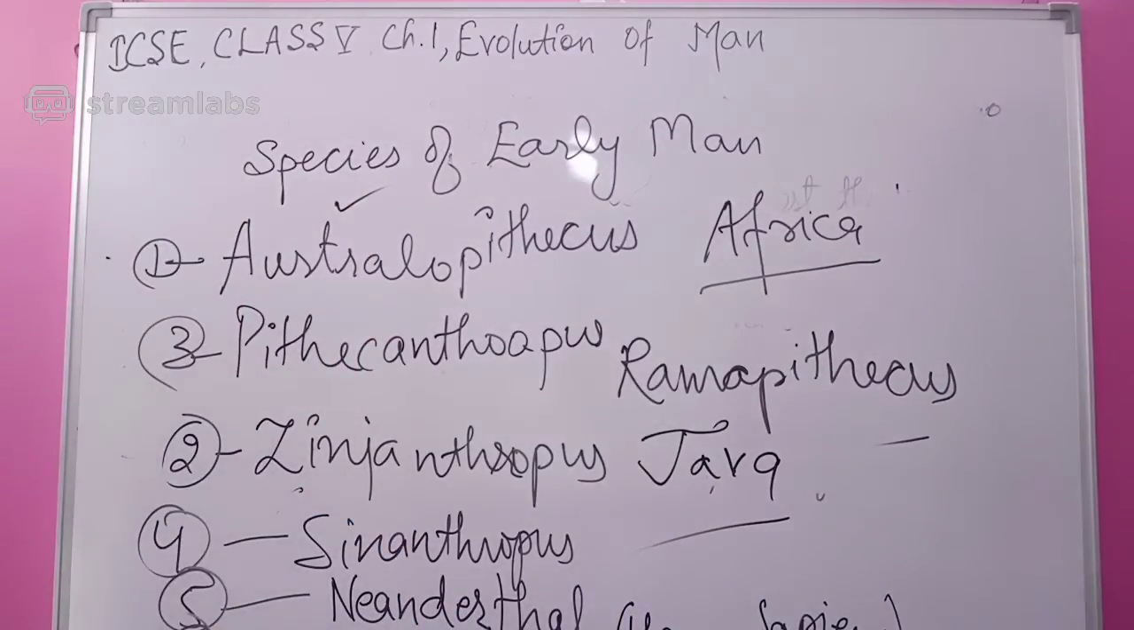I'll be asking certain questions from this only. As I have told you, early men used various tools. And what did they use for their food? Tools were made initially of stone to hunt animals for their food.